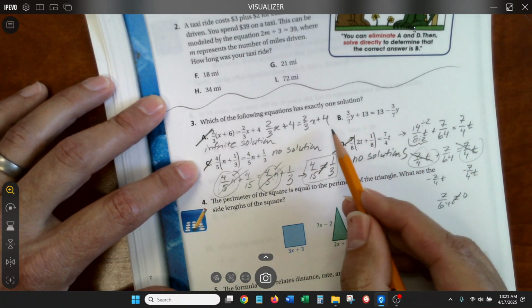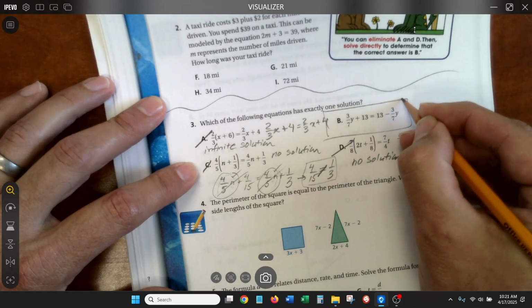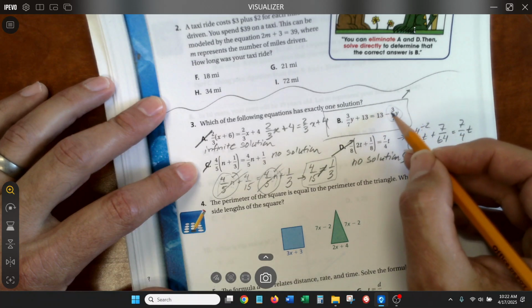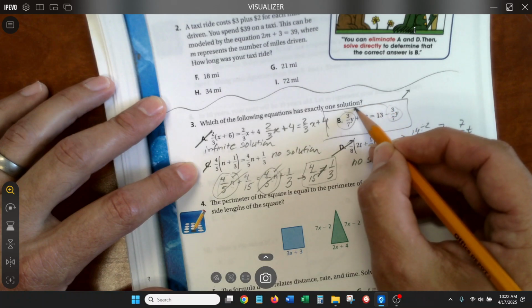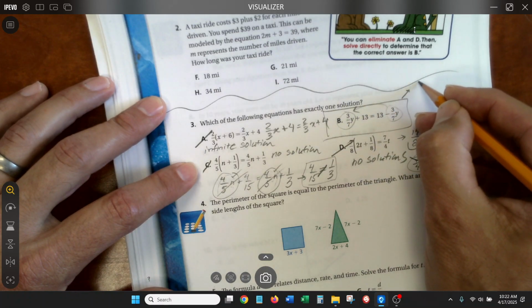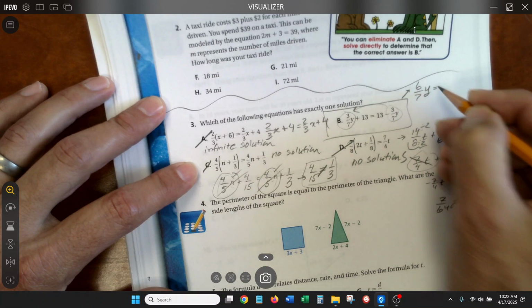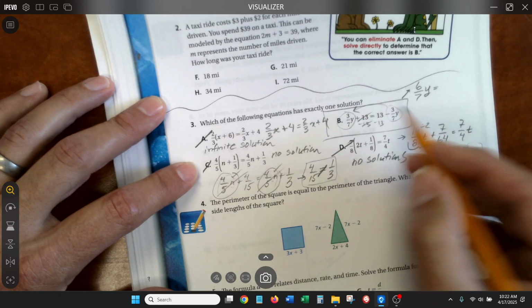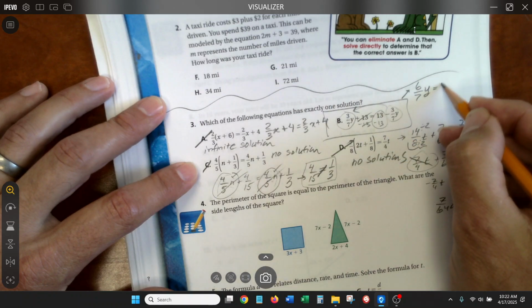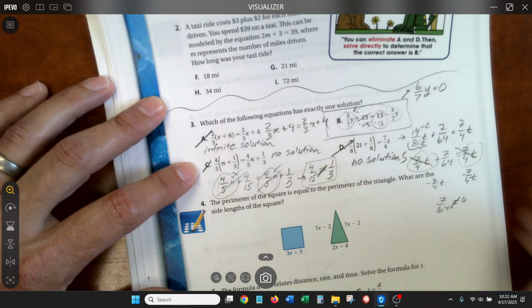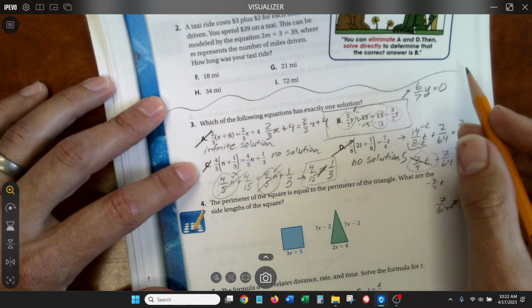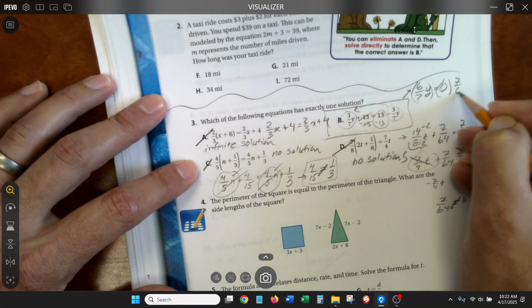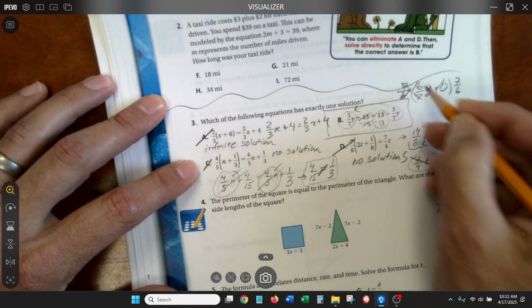So the only possible one is this one. And if we do solve this, we would add 3/7 to both sides, and so 3 plus 3 is 6. We get 6/7 y is equal to, and then subtract 13 from both sides, so that 13 goes away, and 13 minus 13 on the right is 0. We get 6/7 times y is equal to 0. This does have a solution, and the way to find that out is to multiply both sides by 7/6, and the 7's cancel, the 6's cancel.